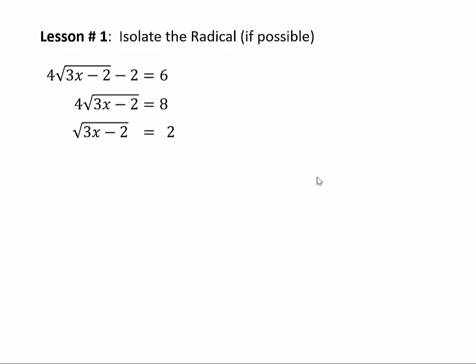So in this case, squaring would cancel out a square root. So I'm going to square both sides. And now just the radicand is left, so 3x minus 2 equals 4. And now solving for x, we would add 2 to both sides and divide by 3. So we get an answer of x equals 2. Let's move on to some more examples.